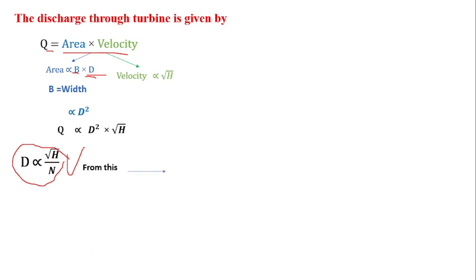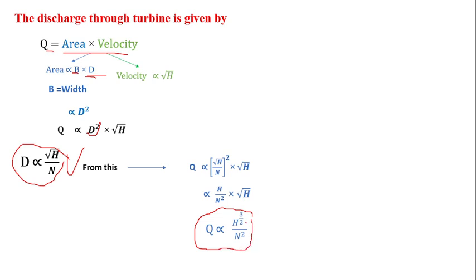From this we can substitute D equal to root over H by N here. So root over H by N whole square into root over H is nothing but H by N square into root over H, nothing but H power 3 by 2 by N square. So we can conclude that discharge is directly proportional to H power 3 by 2 by N square.